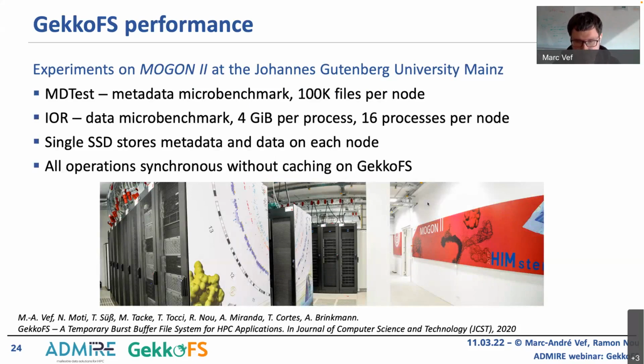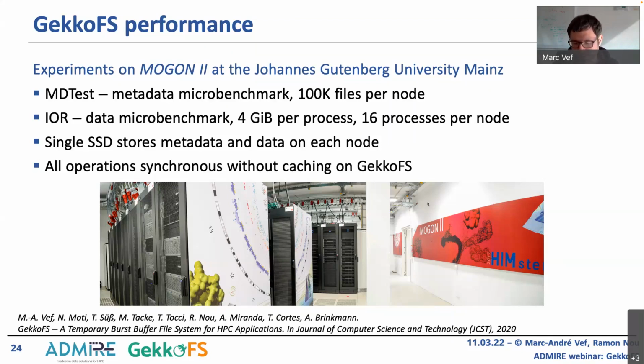For the sake of these numbers, we're using two micro benchmarks: the metadata benchmark mdtest, in which we create 100,000 files per node. And then we have IOR, which is a data micro benchmark where you can replicate a lot of access patterns, specifically those that are challenging for parallel file systems. Right, you can create a workload that actually doesn't work well at all for Lustre, for example.